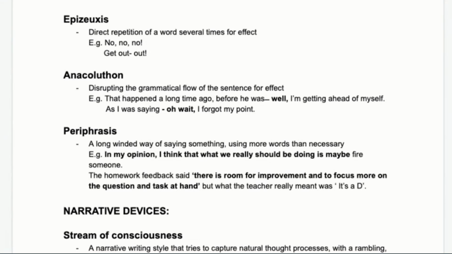So it means repeating a word several times directly after each other for a specific effect, normally quite an emotional, intense effect, often to show anxiety or panic or anger, shock, that kind of thing. And if you are studying Shakespeare at some point, notice how much he uses this all the time. It's like in every single one of his plays, I swear. So, my example is very easy. No, no, no, and get out, out. So you can just see repeated word.